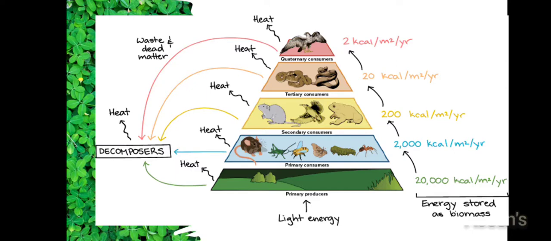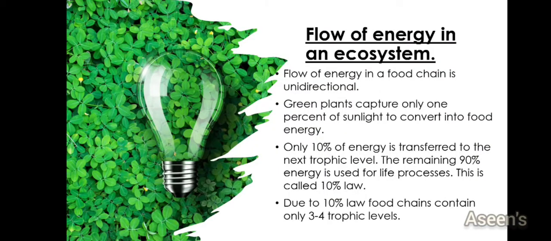So what happens to this 90% of energy which is not moving forth? This is used by the organism for their day-to-day activities and all, whatever energy they need. This energy is consumed in that 90%. So only 10% will be transferred to the next trophic level.